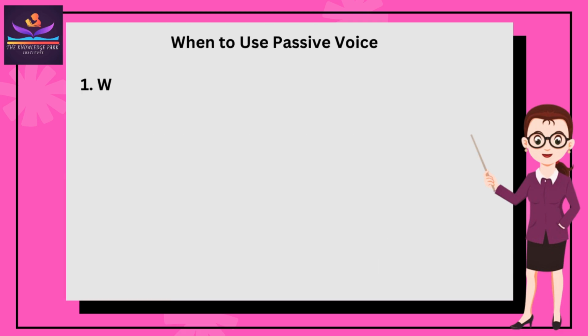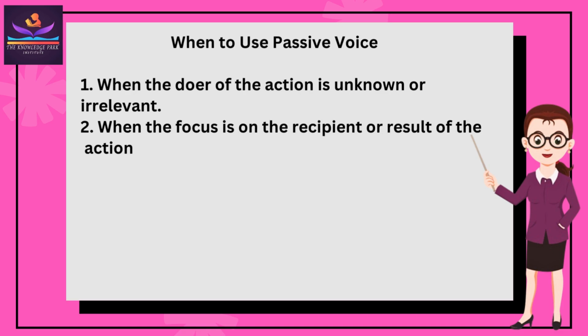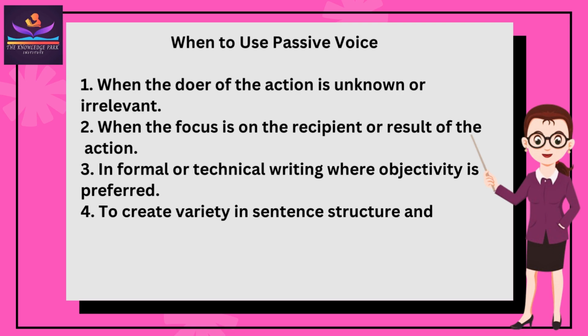When to use passive voice. 1. When the doer of the action is unknown or irrelevant. 2. When the focus is on the recipient or result of the action. 3. In formal or technical writing where objectivity is preferred. 4. To create variety in sentence structure and avoid repetition.